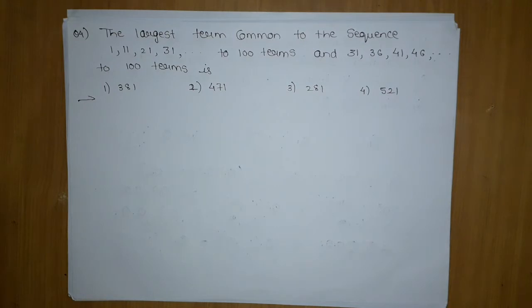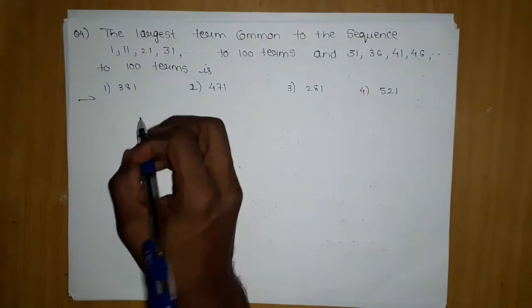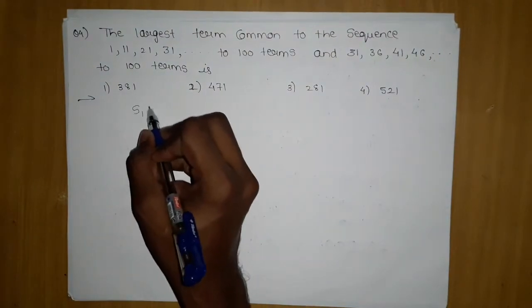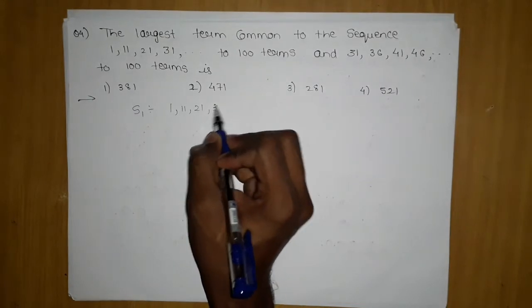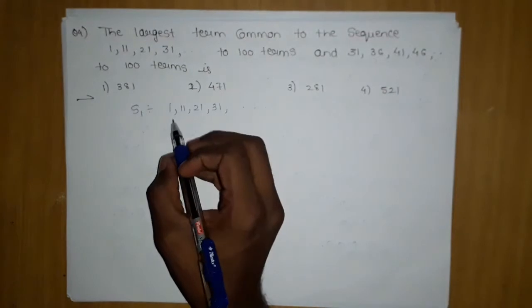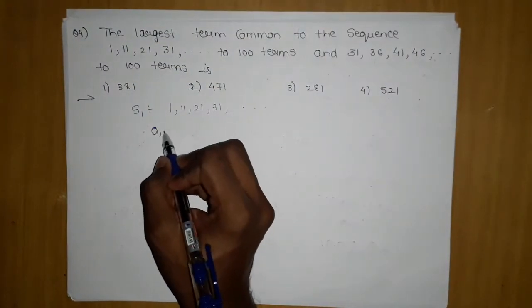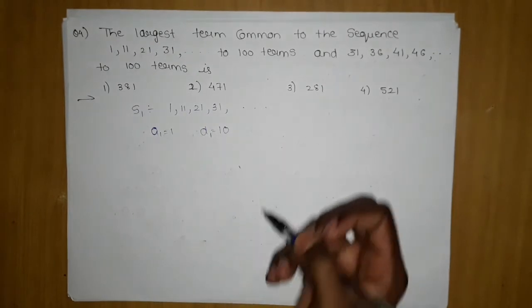Sometimes a child can solve tough questions but may solve easy questions wrong. It happens. You will see why I'm telling this in this question. So let me call the first sequence S1: 1, 11, 21, 31, and so on. Now, can I know the A? Yes, A1 is 1, and D1, I will call it D1, is 10.